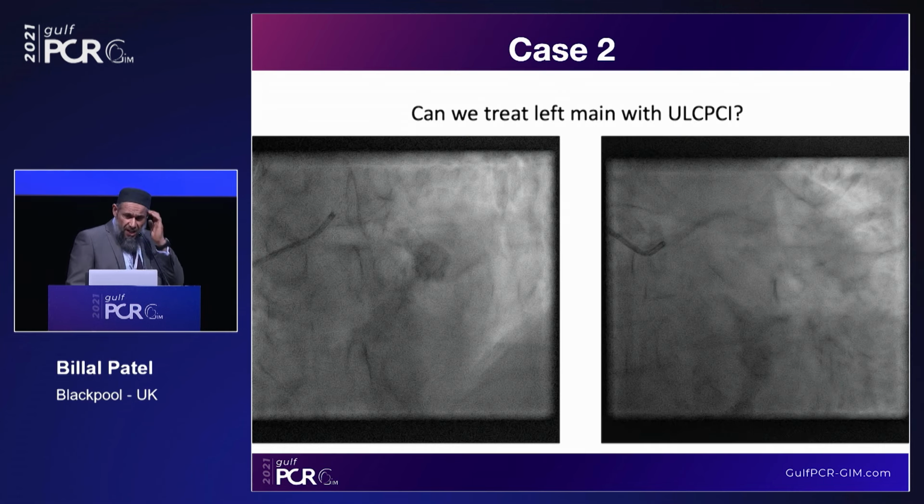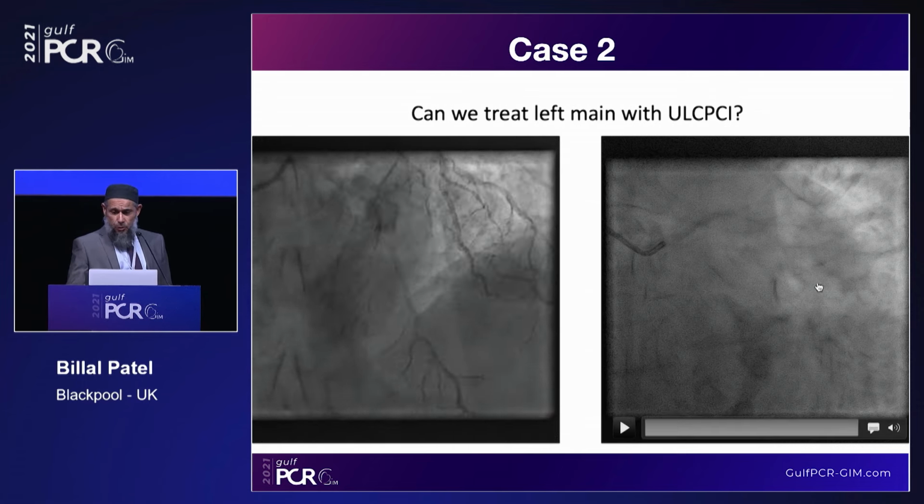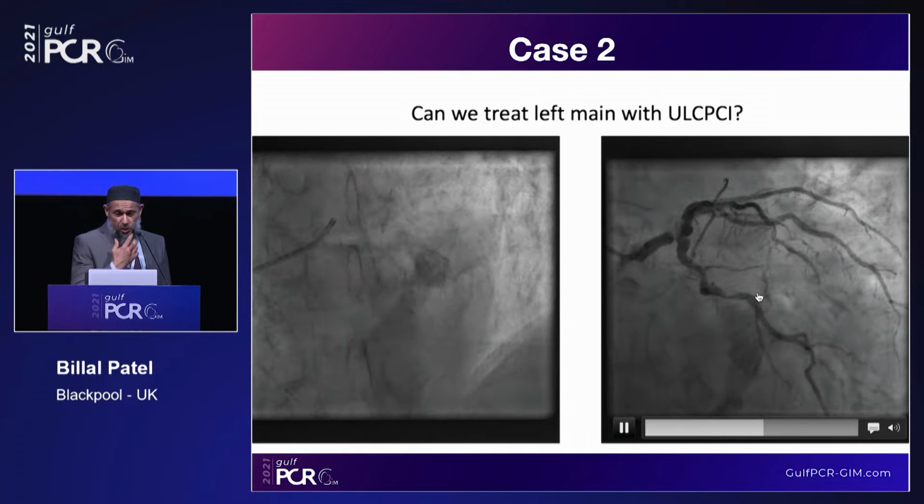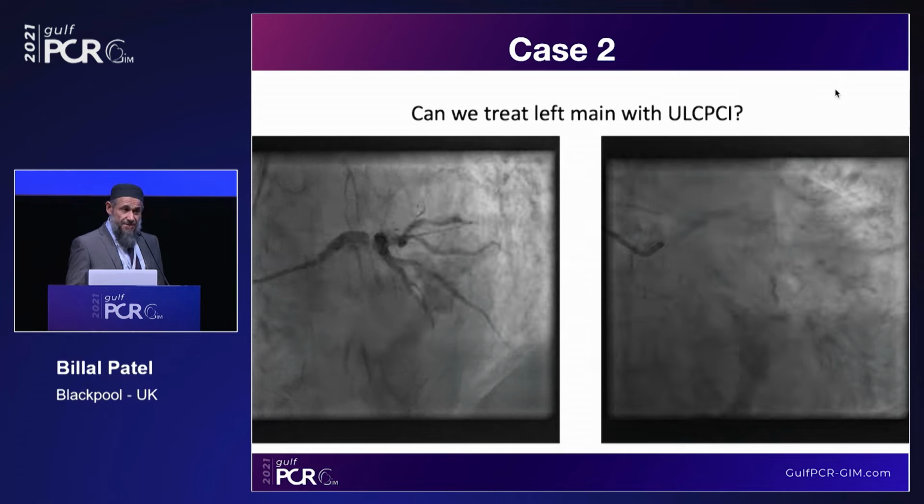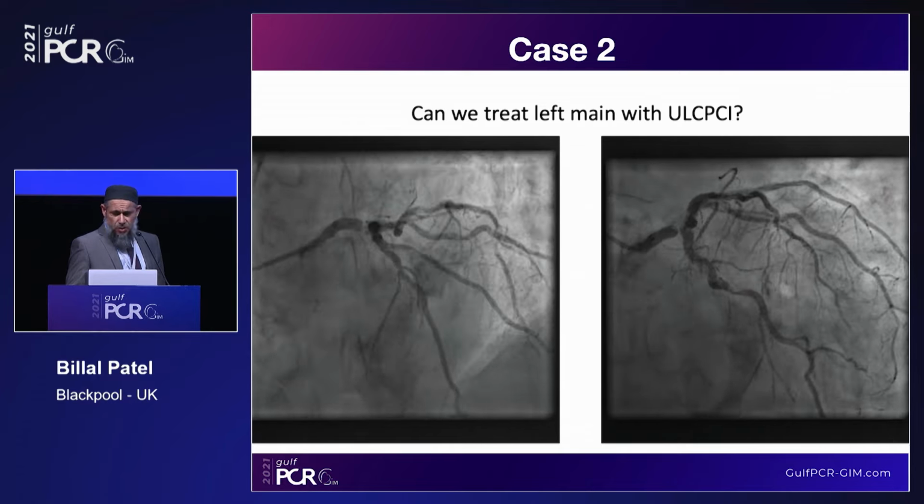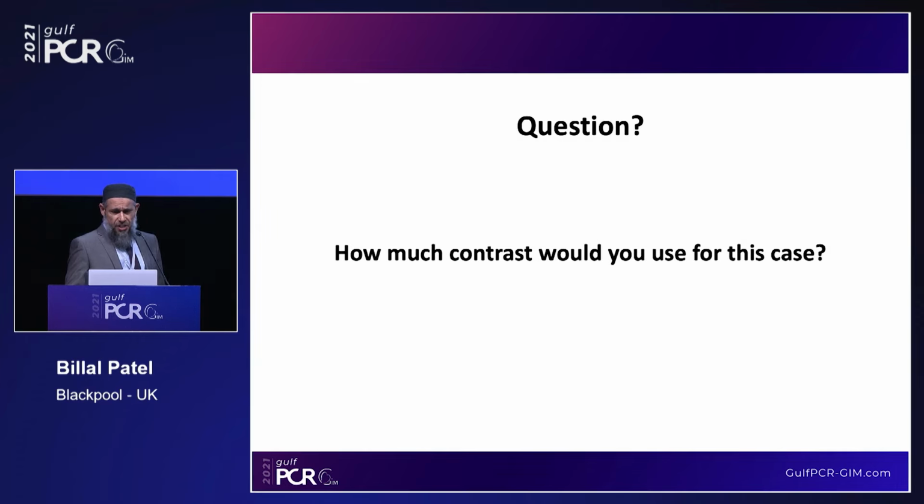So can we treat left main with ultra-low contrast PCI techniques? This was an elderly lady who presented with an NSTEMI. She was a surgical turn down. This was the angiogram done a few days previously, and you see tight calcific distal left main stem disease here. There's also disease of the circumflex. She's turned down for surgery, and the question here is, if you were to do this case, how much contrast would you use? She had moderately impaired LV systolic dysfunction as well.